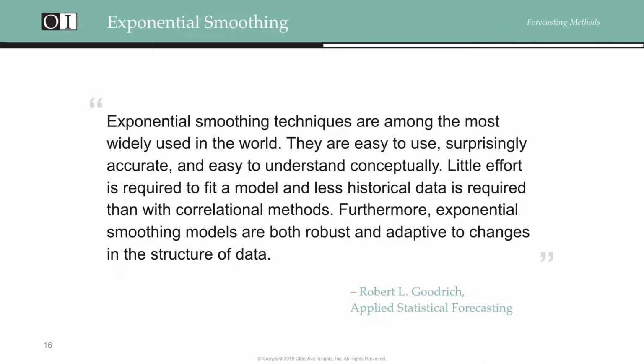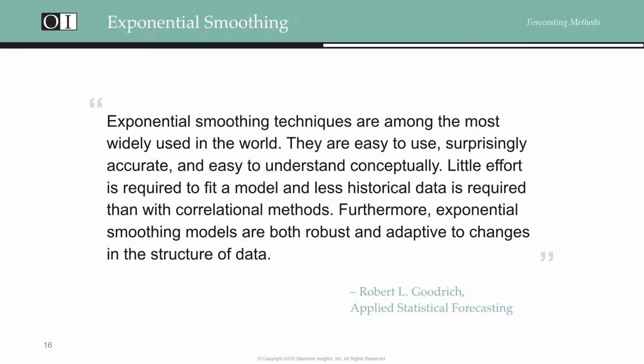So I just want to read this quote from Robert Goodrich out of a forecasting book. Exponential smoothing techniques are among the most widely used in the world. They're easy to use, surprisingly accurate, and easy to understand conceptually. Little effort is required to fit a model, and less historical data is required than with correlational models. Furthermore, exponential smoothing models are both robust and adaptive to changes in the structure of data.